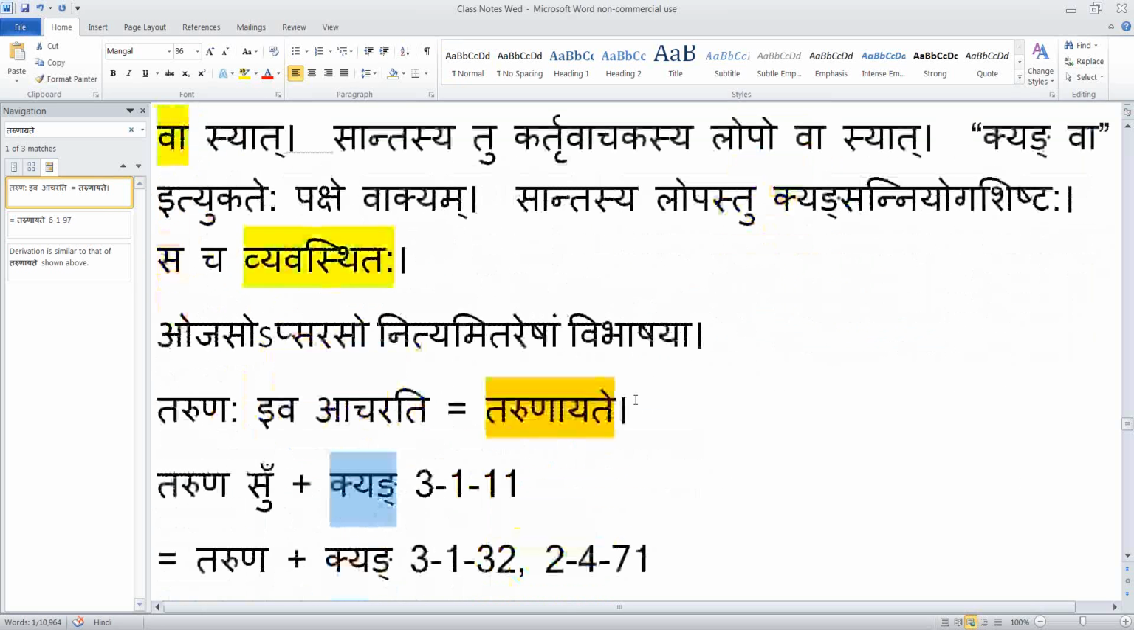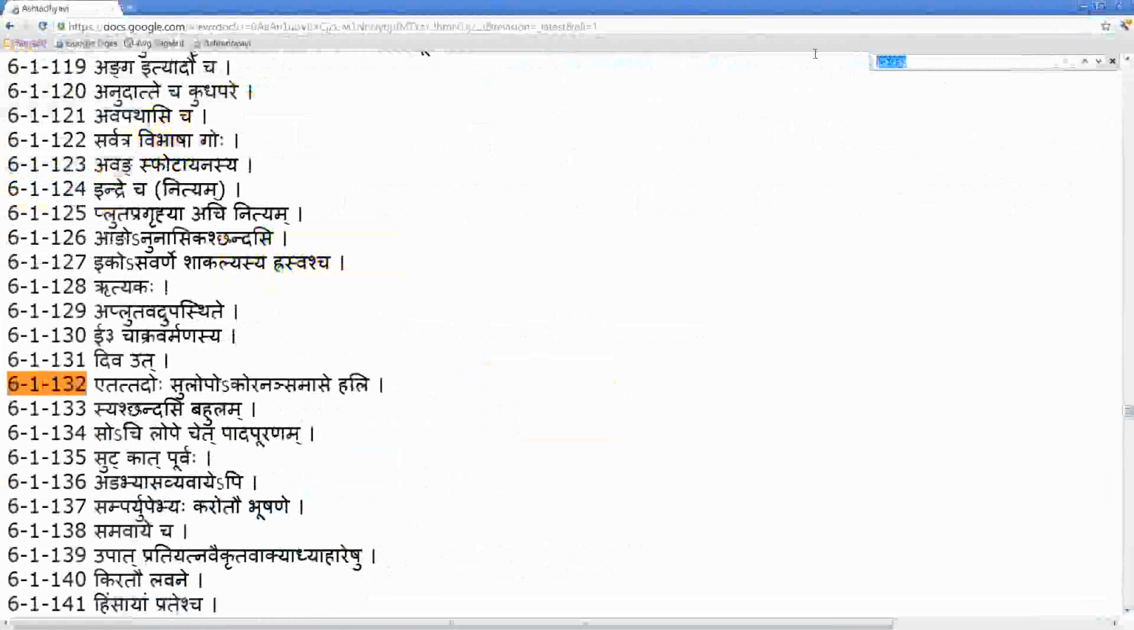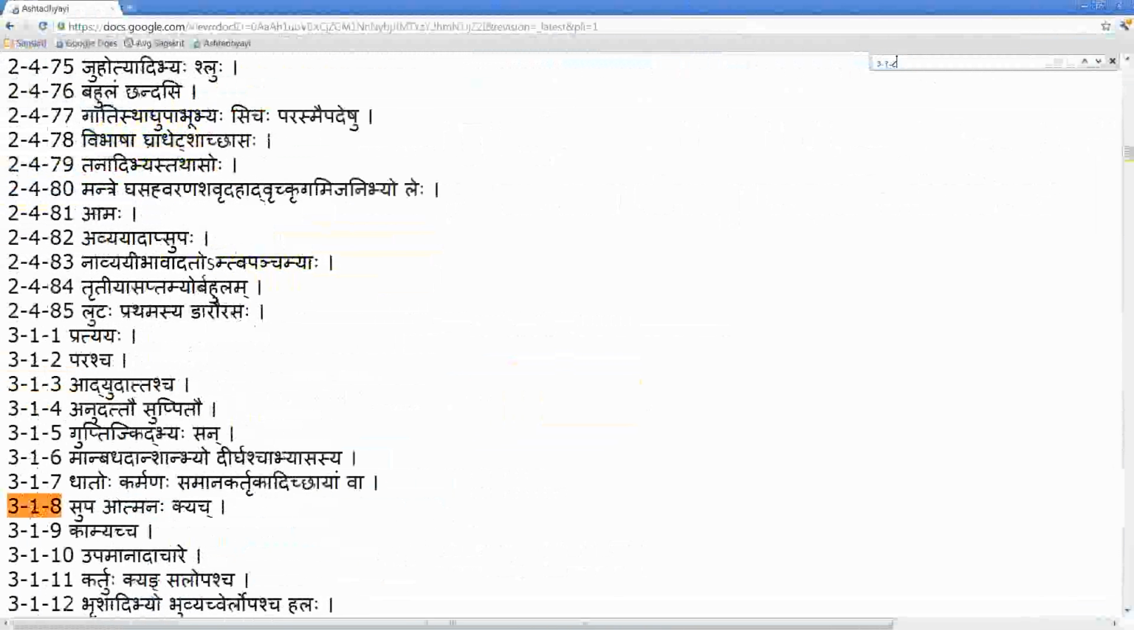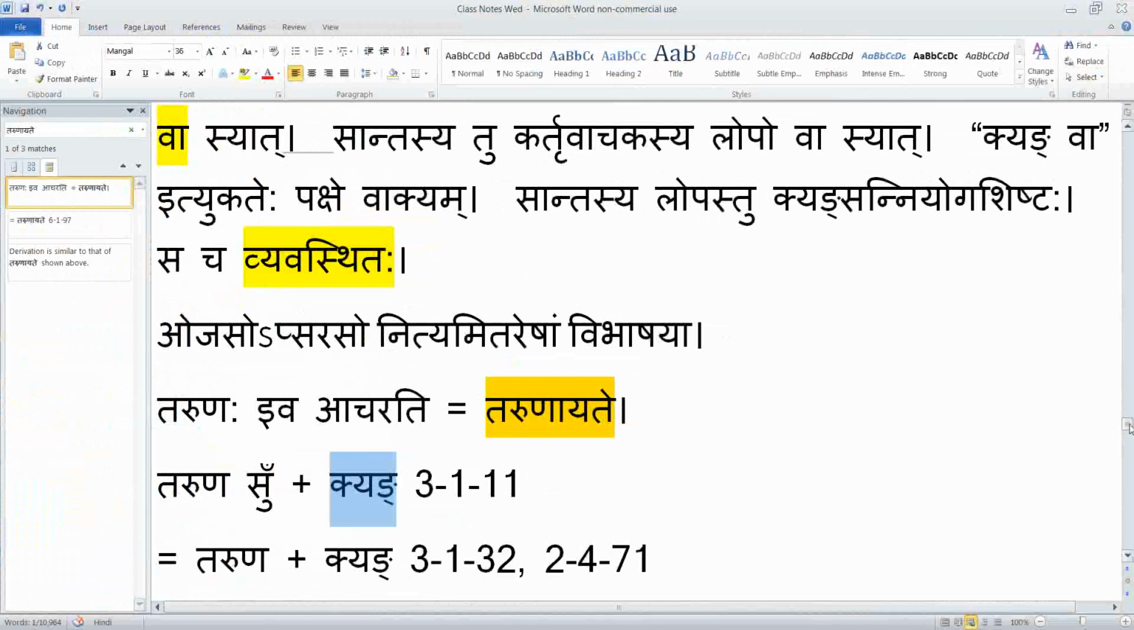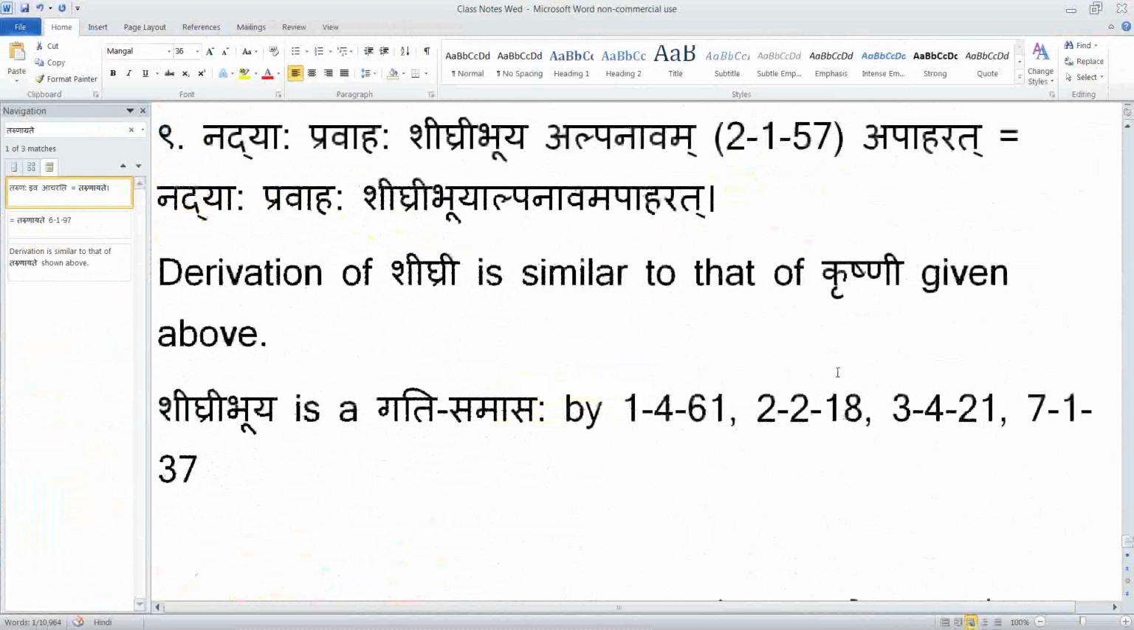Just the important thing about this sutra, these pratyayas kyach and kyang, you have to see in which meaning they are coming. That's one thing which I think we noted at the end of that section: the forms look similar, but we have to see in which meaning they are coming. 318, supaha atmanaha kyach upamanadachare kartuh kyang salopascha. So here what you're using in this example is kartuh kyang salopascha. Let me see. Did I put the right one here? I think I did.